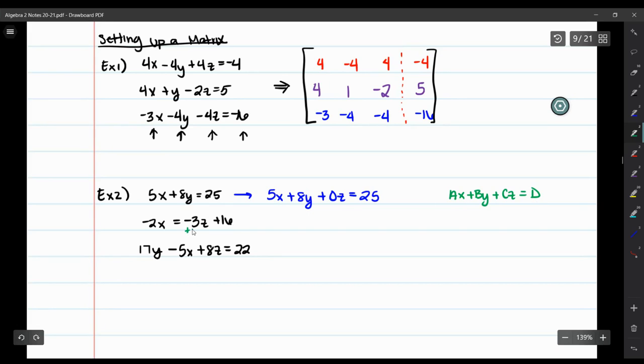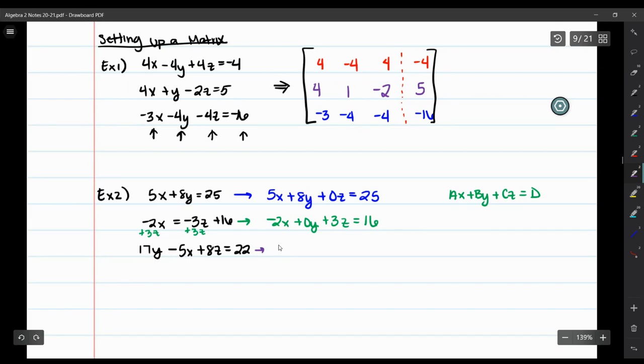So that means I'm going to have to add 3z to both sides. So what's going to happen is you're going to have negative 2x plus 0y because I don't have any y's, and then you're going to have plus 3z at the end. Make sure they're in the same order. That's the issue with the third equation. We have y first, and then x, and then z.